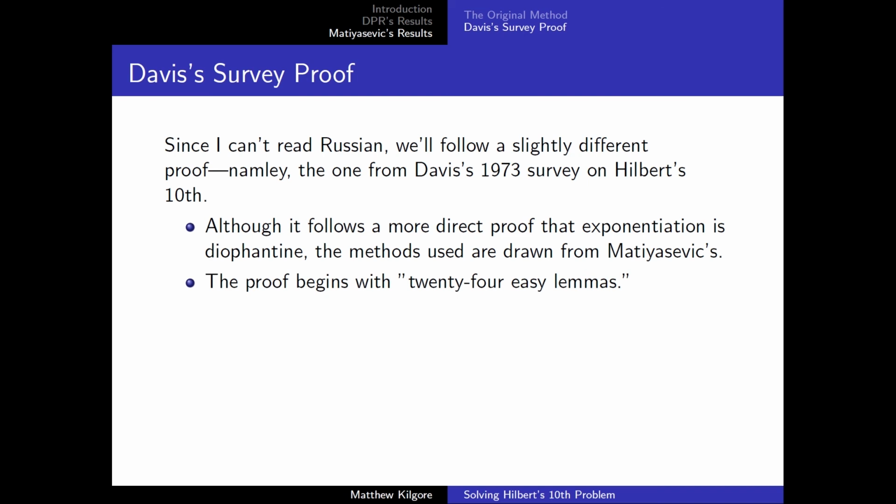The proof begins with so-called 24 easy lemmas. Now, when he says easy, they really are easy. Many of them we will state without proof, or with just a single sentence sketch.